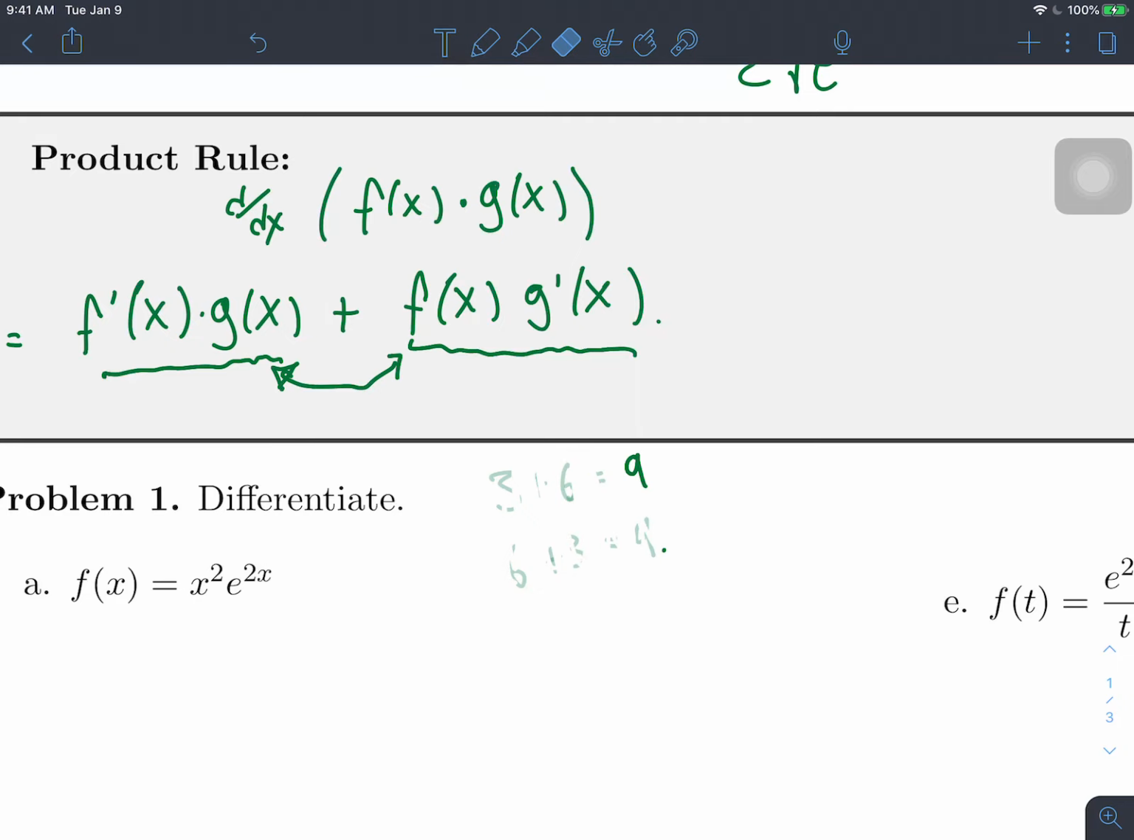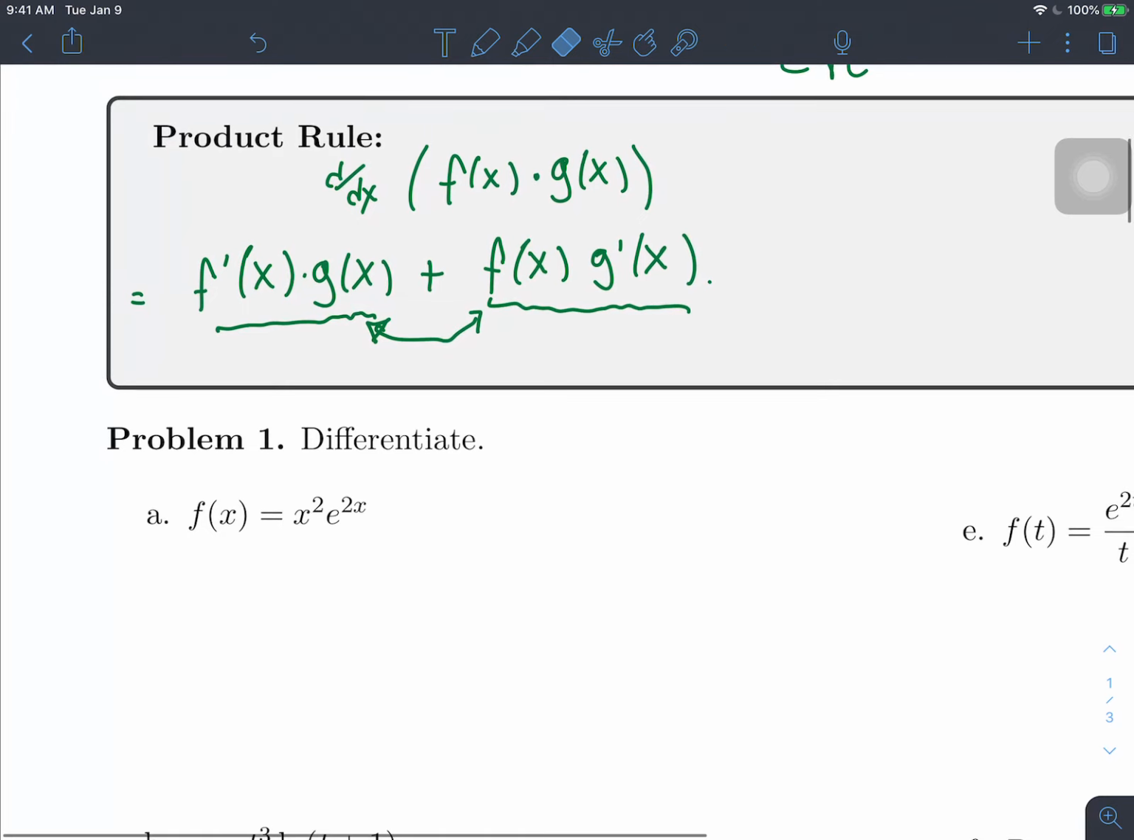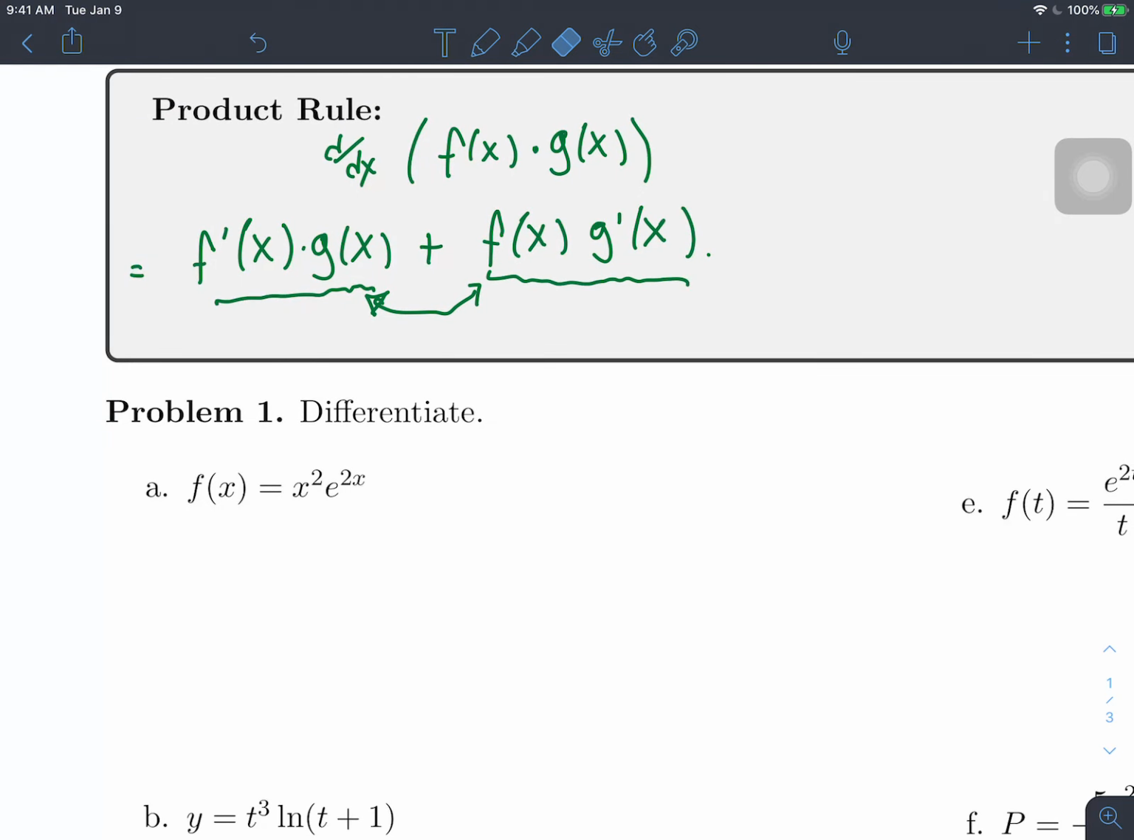So let's have an example of how this works. Much like the process with the chain rule, my first order of business here is to identify which functions are being multiplied together. And when I want to split a product up, I want the two functions that I come up with to be functions that I know how to do the derivative of.